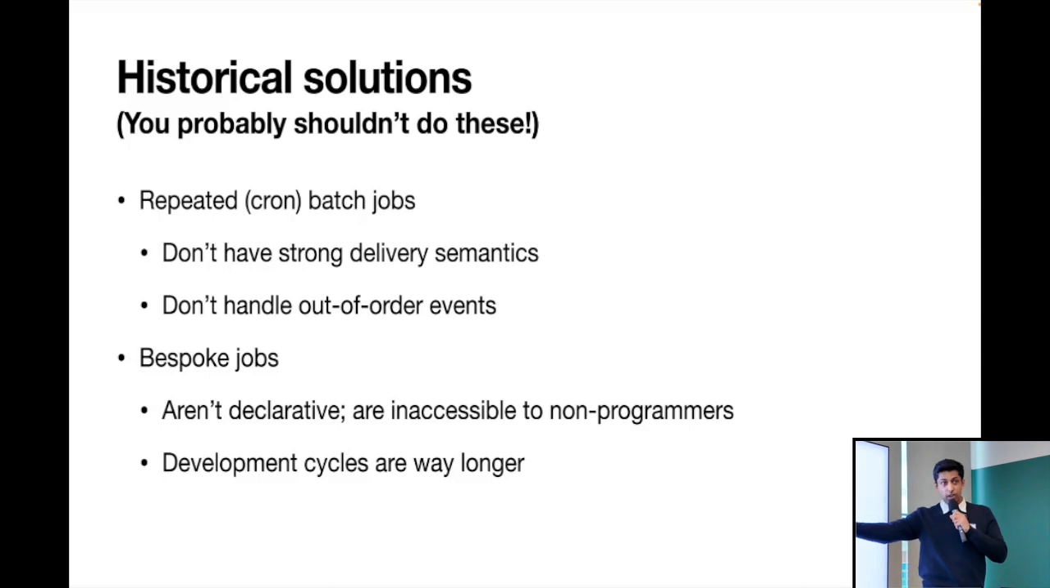If you write a bespoke job, right, you write some Rust, you get this done, but it's not declarative, which means that only you can do it. So the data engineers at your company don't have access to it. And the development cycles are way longer. So how do we fix this?